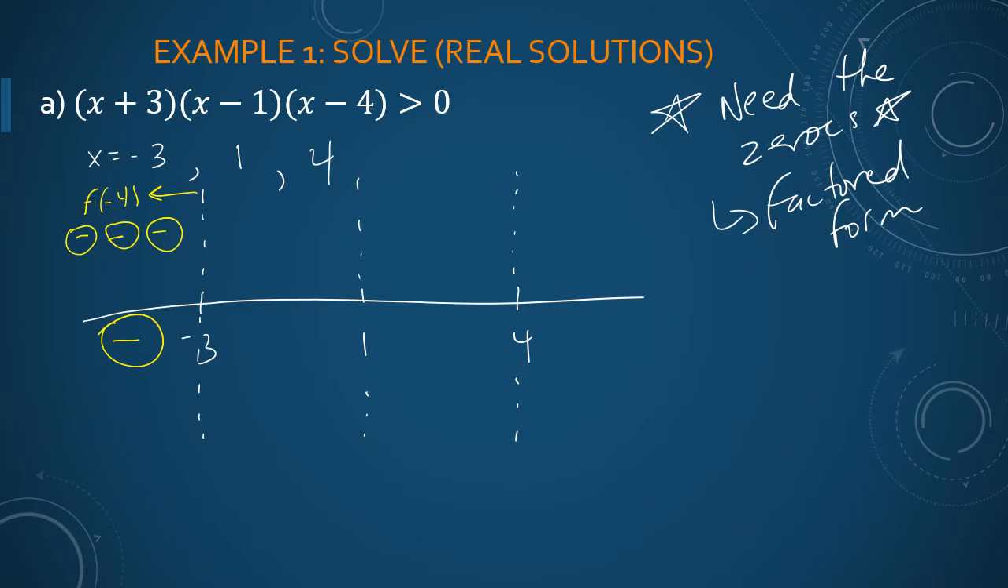Now, to determine what is a solution, you have to look at this. That is greater than 0, which in other words means when is it above the x-axis, when is your function positive? I got a negative here. This is not a solution.